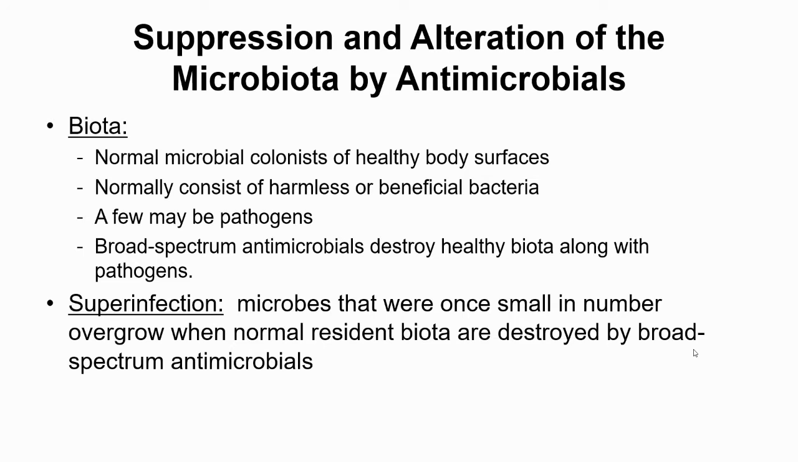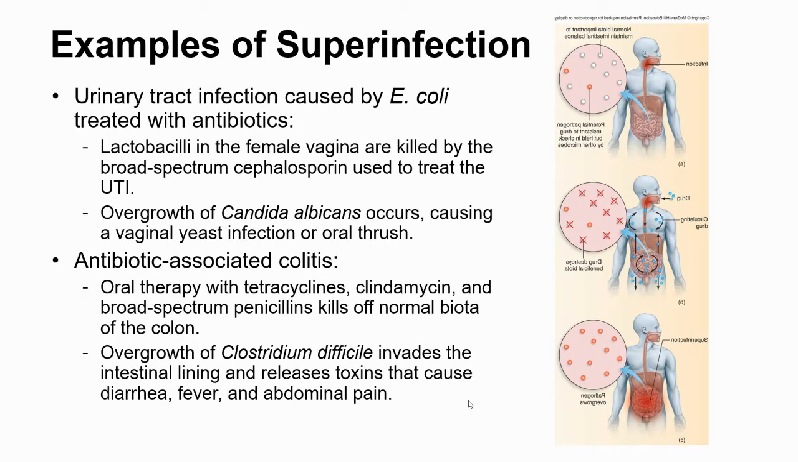It's part of their normal biota. Broad spectrum antimicrobials destroy those healthy pathogens along with the one that we are trying to get rid of that's causing the disease. And so any of those pathogenic organisms, the opportunistic pathogens that are part of the normal resident biota or that are present but unable to multiply because of our normal biota, once we kill those with antibiotics, then those pathogens are able to increase in number.